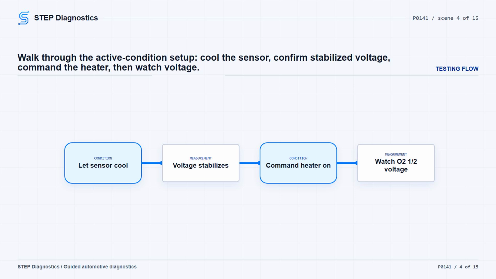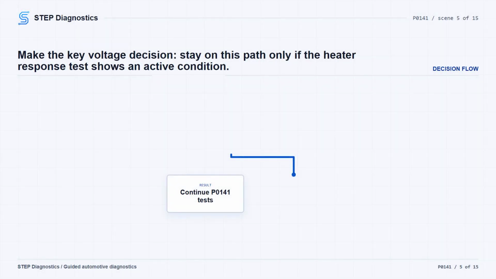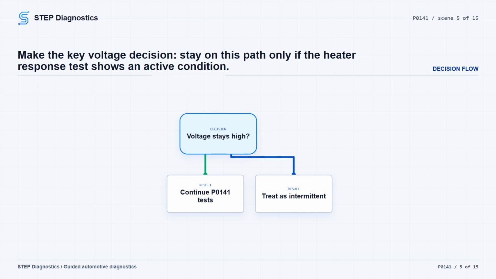Turn the ignition on, use the scan tool to actuate the O2 sensor 1/2 heater control, and monitor O2 sensor 1/2 voltage for at least 2 minutes. If the voltage stays above approximately 4.5 volts, continue down this diagnostic path. If it does not stay above approximately 4.5 volts, treat it as an intermittent condition and do not guess your way through the hard fault tests.